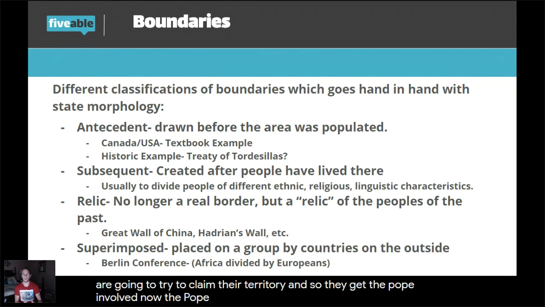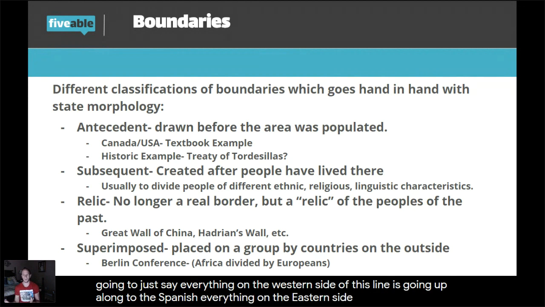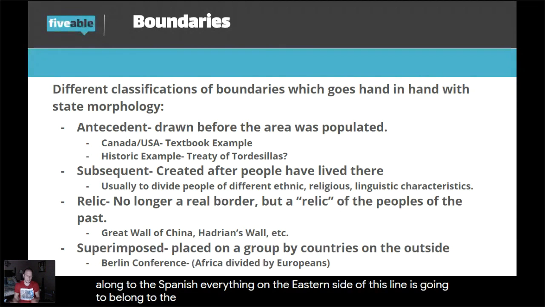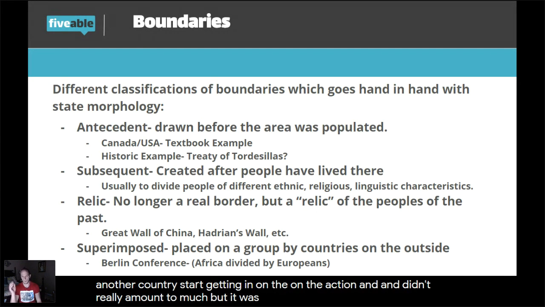Now the Pope's involved, and they're going to draw a line right down, basically a line of longitude, in which they're going to say everything on the western side of this line is going to belong to the Spanish, and everything on the eastern side of this line is going to belong to the Portuguese. Now, obviously, they couldn't police that. Other countries start getting in on the action, and it didn't really amount to much, but it was an example of a historic antecedent boundary.